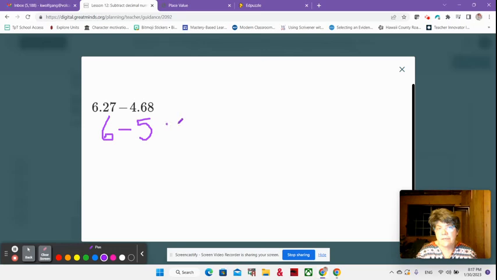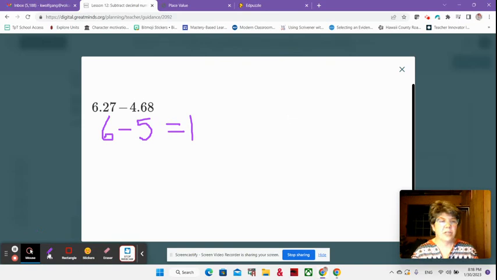6 minus 5, my estimate is 1. Our answer was 1 and 59 hundredths, so that's close, right? Okay. Always estimating first to check our answers and make sure that we are doing it right. If we're subtracting backwards, then our estimate's going to be wrong, isn't it?